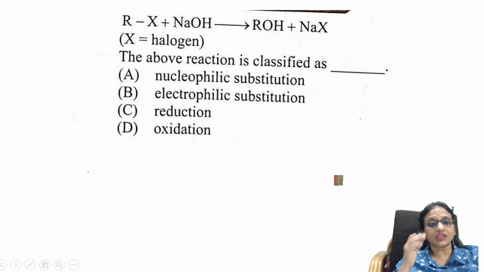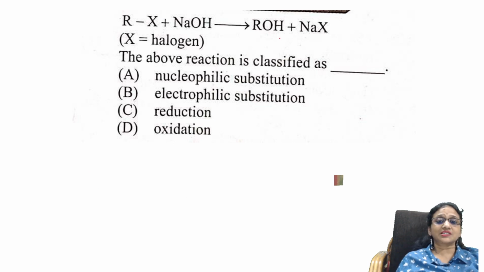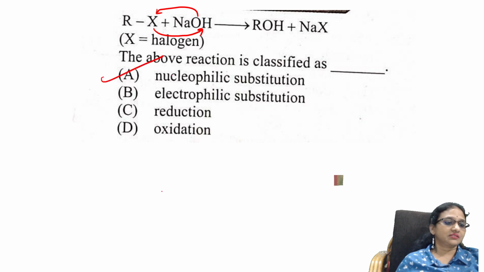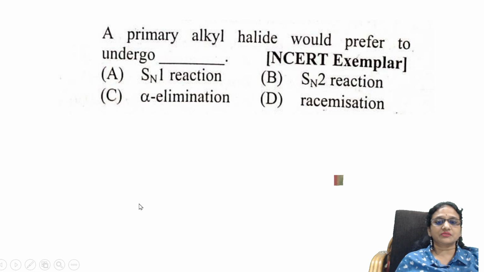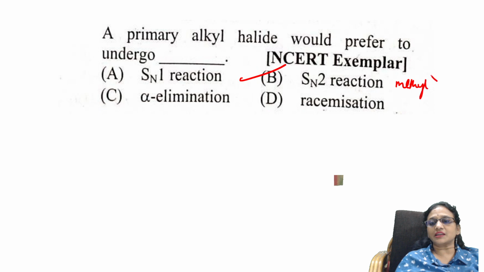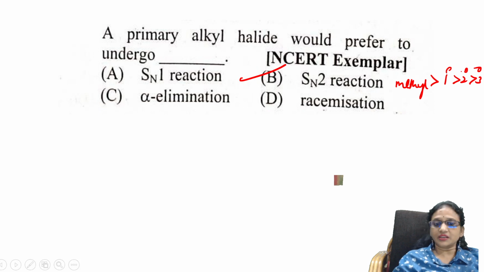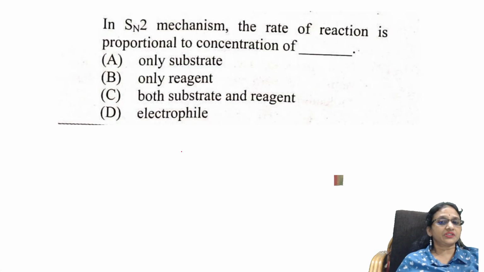Next question. What is this reaction classified as? Easy. What happened? OH is replaced with this X. That's all. Simple as that. What is happening here? Nucleophilic substitution reaction. Next question. A primary alkyl halide would prefer, always obvious, SN2. SN2 order is methyl alkyl halide greater than 1 degree, greater than 2 degree, greater than 3 degree. Easy? Next question. In the SN2 mechanism, the rate of the reaction is proportional to the concentration of what?